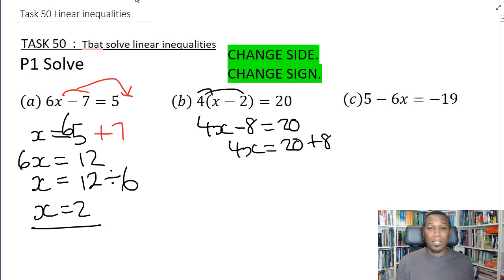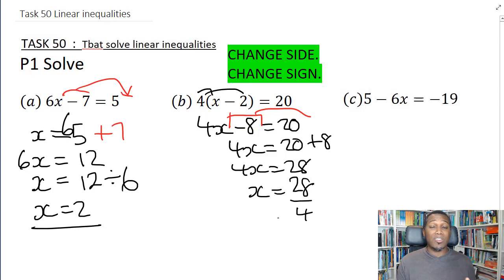The minus 8 on the left has gone over and become plus 8 on the right. So now we have 4x is equal to 28. That multiply by 4 becomes divide by 4. x is equal to 28 on 4. Fraction bar means divide. x is equal to 7. So that's the answer to the second one.